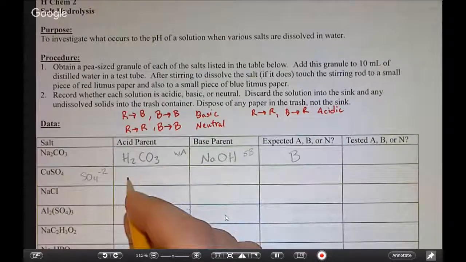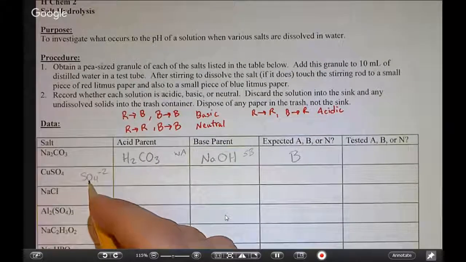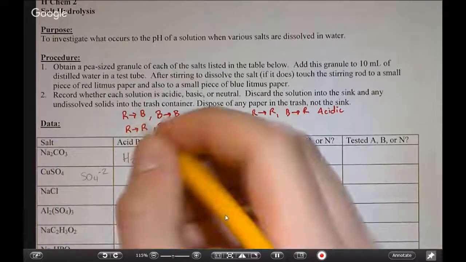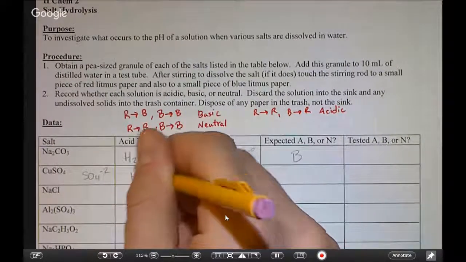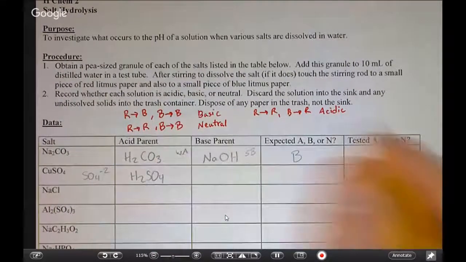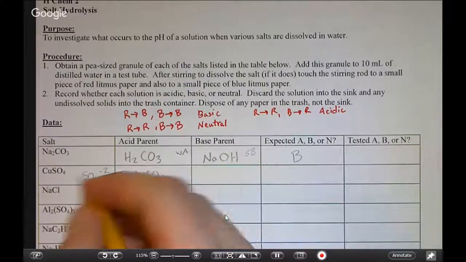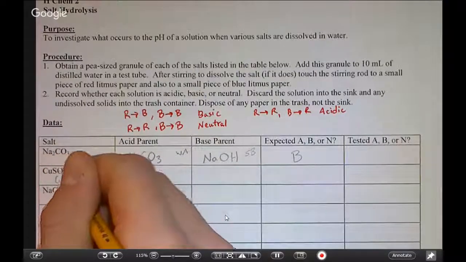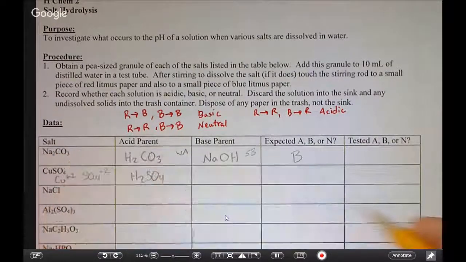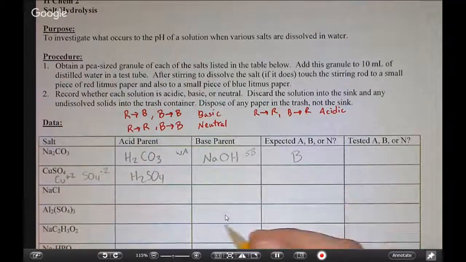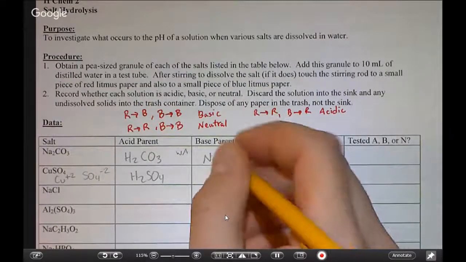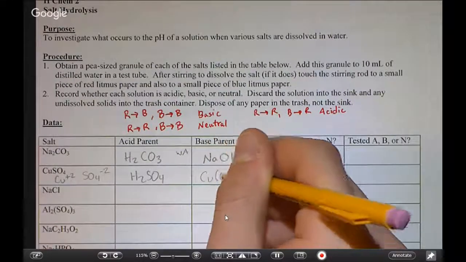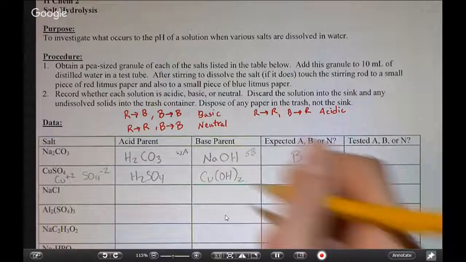So how many H's do we need to balance the -2 charge? We need 2 of them. So the acid parent is H2SO4. And then the base parent, if this copper is with 1 sulfate, that means copper here is a +2 to balance the -2 of the sulfate. So we need 2 hydroxides to balance it.